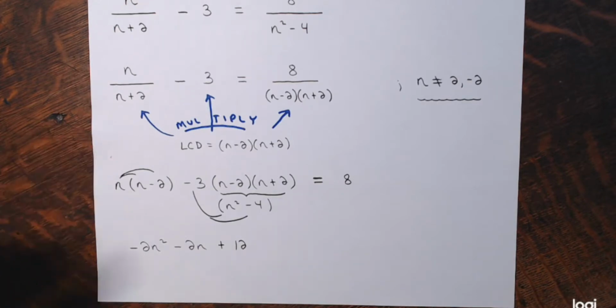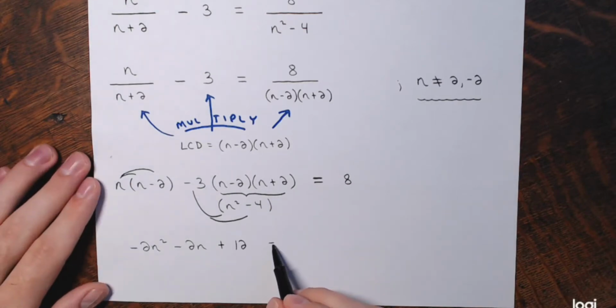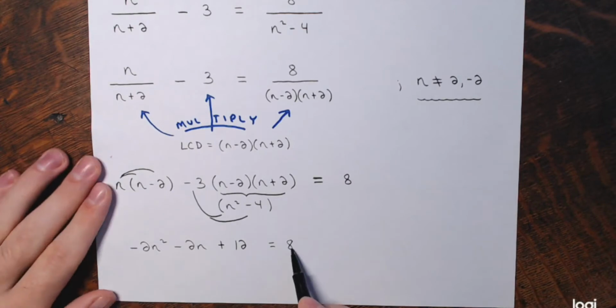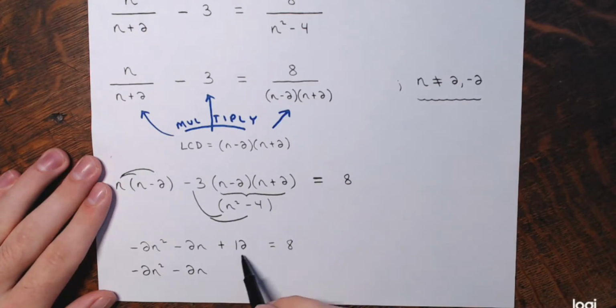All right, so after totally simplifying and combining like terms, on the left side you have negative 2n squared minus 2n plus 12 equals 8. And then I'm going to subtract 8. So we have negative 2n squared minus 2n, and then subtracting 8 gives me plus 4. All right, 12 minus 8 equals 4.